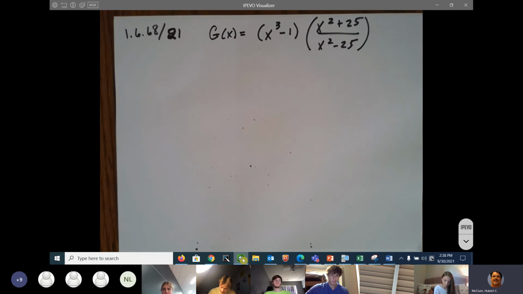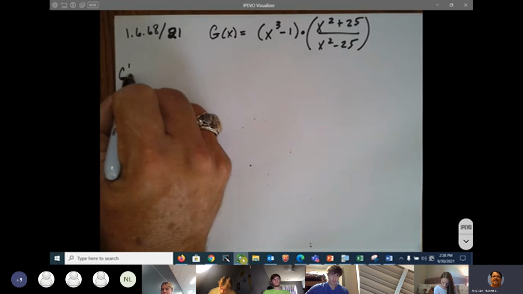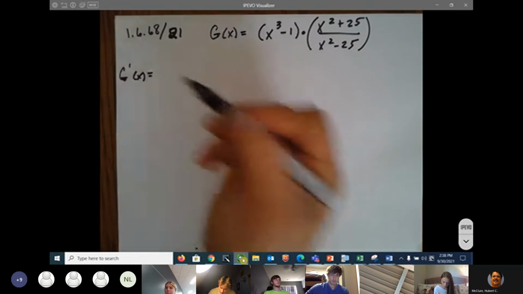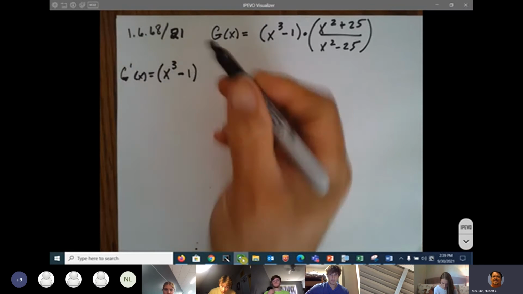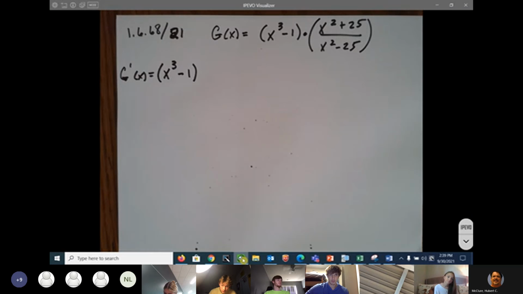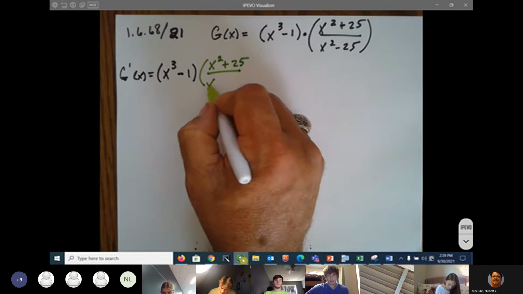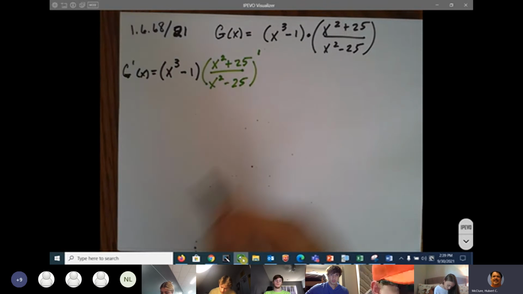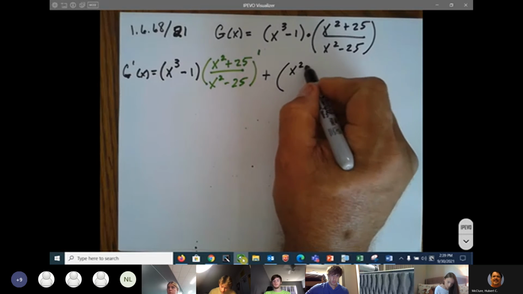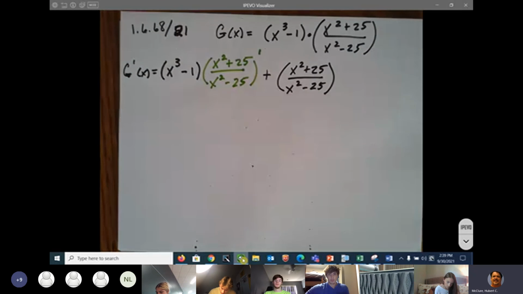So I'm going to rewrite it. This is the product rule predominantly. So g prime of x is going to equal the first times the derivative of the second, plus the second times the derivative of the first.